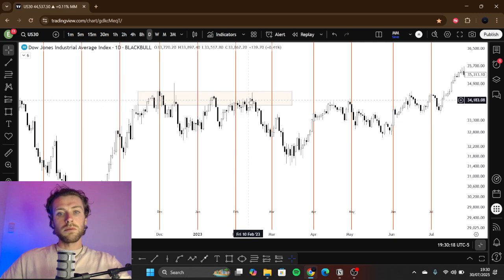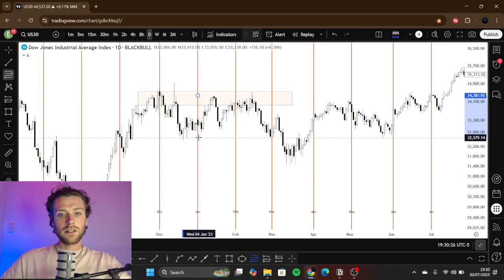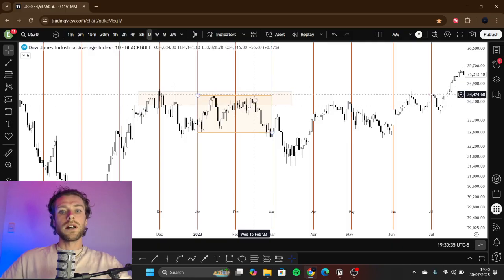So we push up into this area and fail. So inside the previous month's range. This is the high, this is the low. We can extend it out. Inside the previous month's range, and then we boom, we attack the top range in and fail.